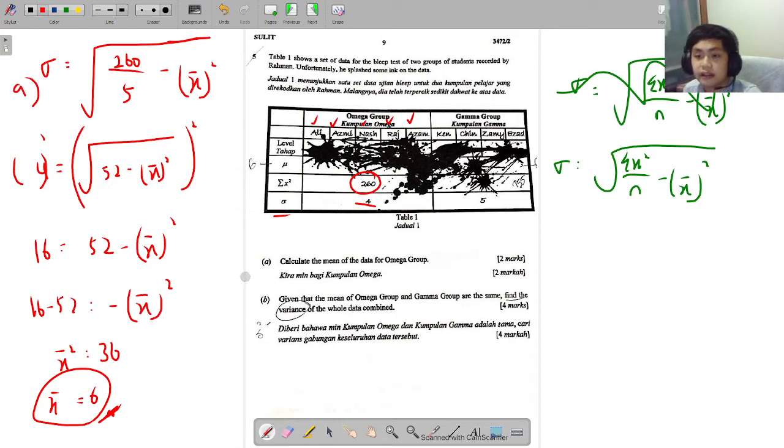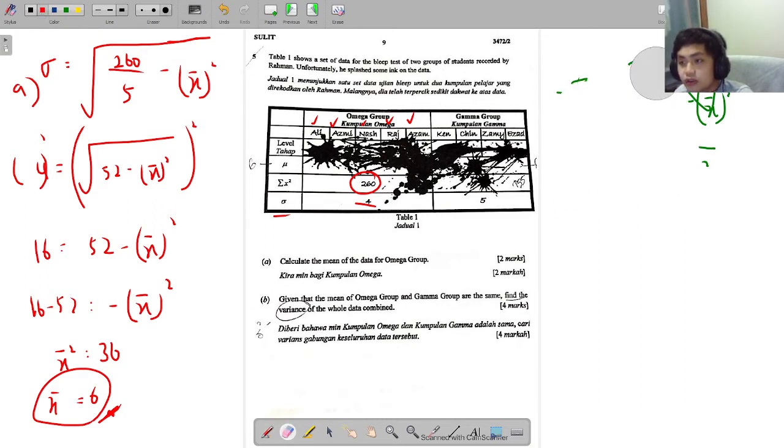So B, given that the mean of the omega and gamma group are the same, find the variance of the whole data combined. So we would like to combine the variances. In order to combine variances, we still need to know some parts of the data, which is still unknown to us. But we know that the mean here is 6 as well. Mean here is 6. So from here, we can work with the standard deviation of the gamma group. The standard deviation of gamma group is 5. So we can use the formula again.